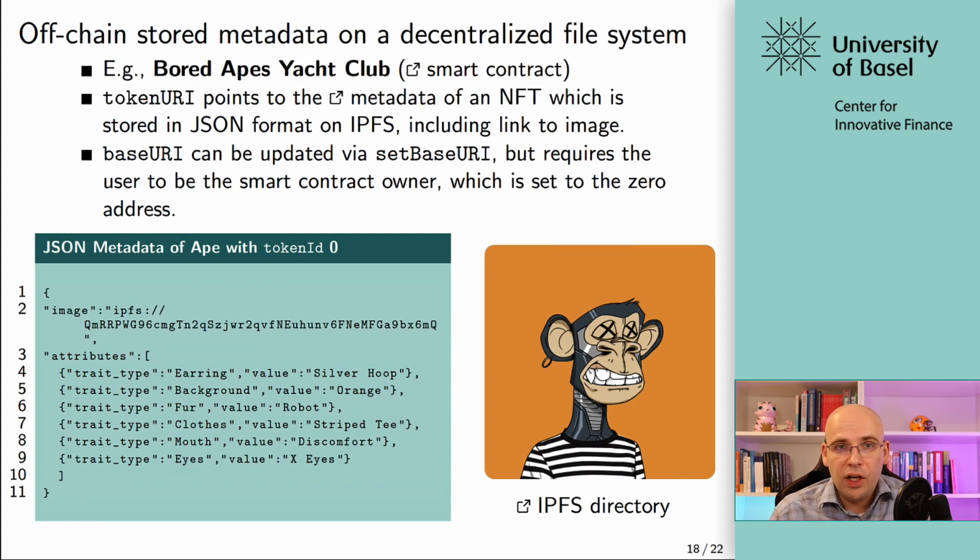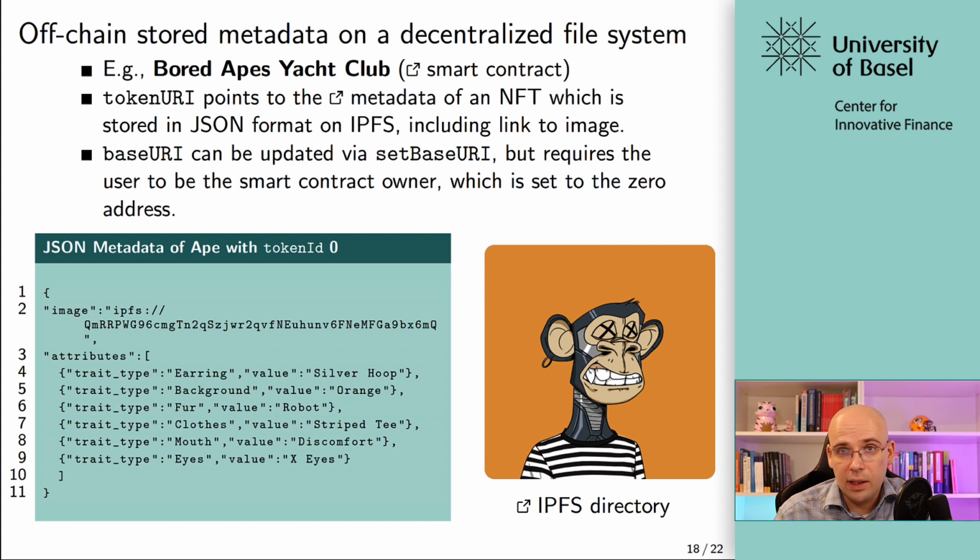Then you have the off-chain stored metadata on a decentralized file system. Here we have as an example the Bored Ape Yacht Club. Again, the smart contract is linked. And the idea is that the token URI points to the metadata of the NFT, again stored in a JSON, but it's on IPFS, so on the Interplanetary File System, which is just a decentralized way to store information.